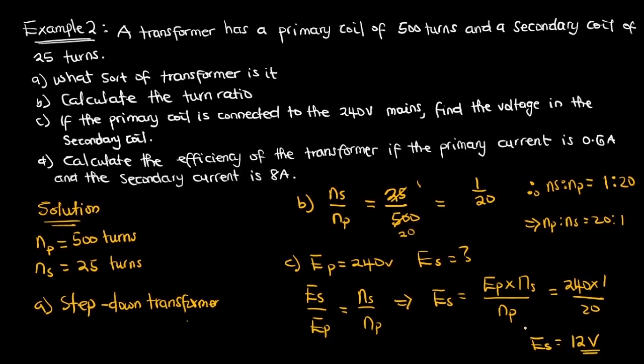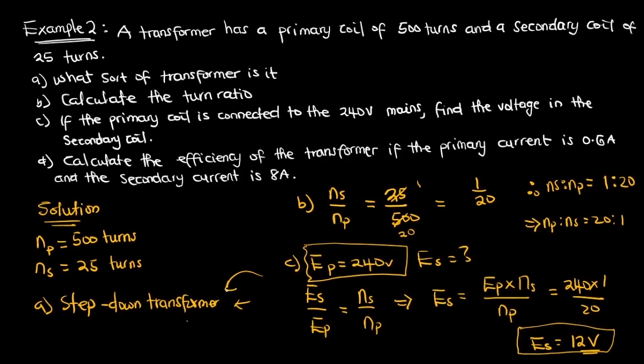It is 12 volts. Now, because it is a step down transformer, we can see that the voltage that is applied to the transformer is 240, but it has reduced it to 12 volts. Are you okay? And this also proves that our answer for A, which is a step down transformer, is correct, because a step down transformer steps down the voltage or reduces the voltage output compared to the input.